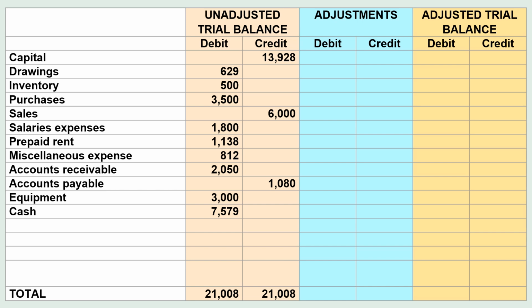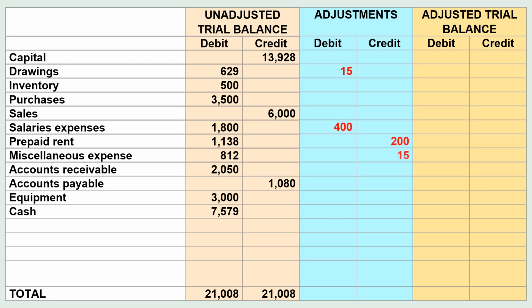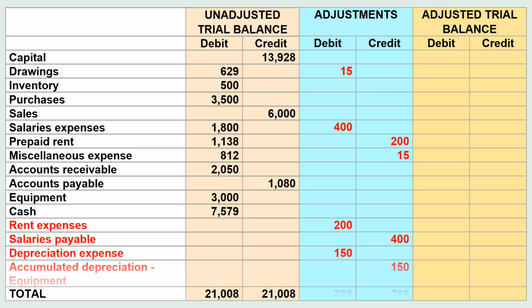There are two ways to prepare an adjusted trial balance. The first way, list all the accounts in the adjusted trial balance in the table as follows. Then, place the adjustments that have been made. Those are adjusting entries and correcting entries. Those are drawings, salaries expenses, prepaid rent, miscellaneous expenses, rent expenses, salaries payable, depreciation expenses, and accumulated depreciation equipment.